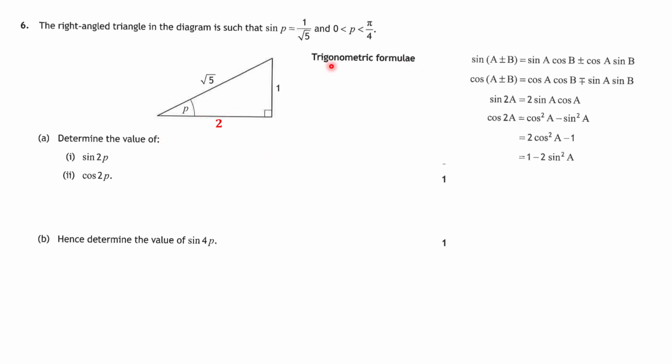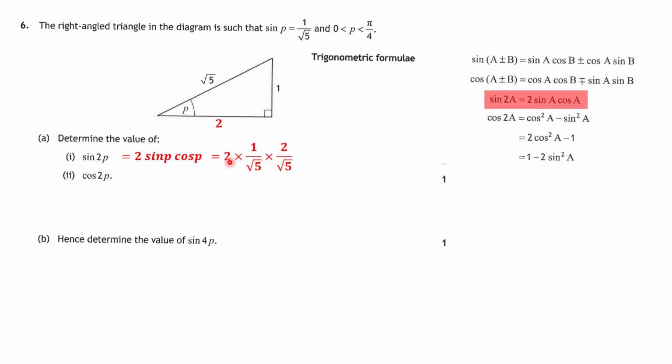So we've got to remember that from the trig formula sheet, sine of 2a is 2 sine a cosine a. So let's use that there with p instead of a, 2 sine p cosine p. Now we got the value for sine p in the question, so we can change that sine p into 1 over root 5. Cosine p is going to be adjacent over hypotenuse, 2 over root 5. So here we've got 2 times 1 over root 5 times 2 over root 5.